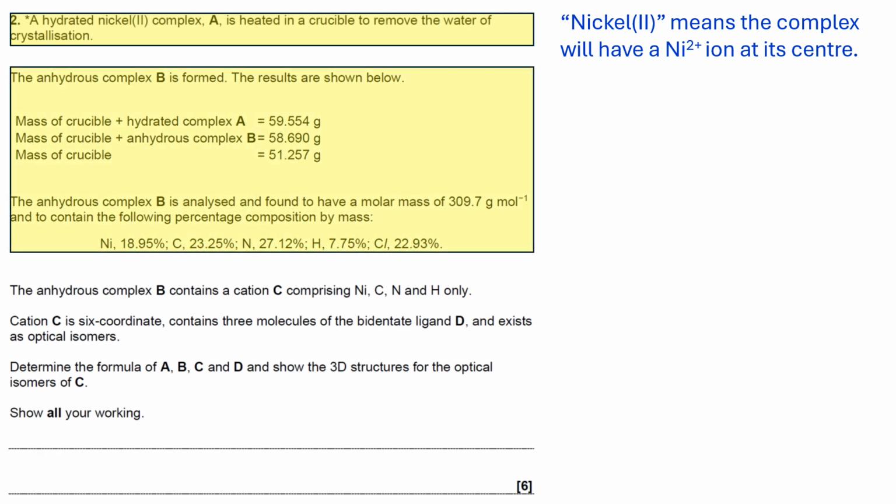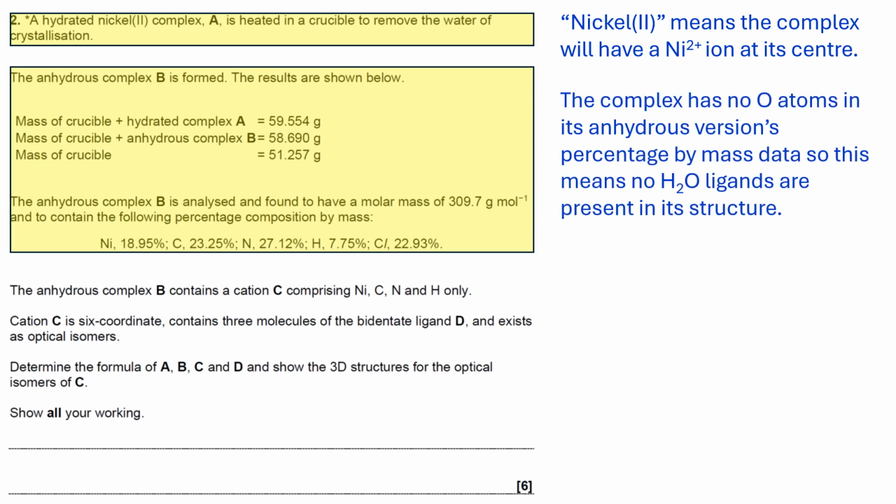So the water of crystallization data can give us the empirical formula and also eventually the moles of water that were removed. But the complex has no oxygen atoms in its anhydrous version. You can see this from the percentage by mass data. So this means there are no H2O ligands present in the structure.